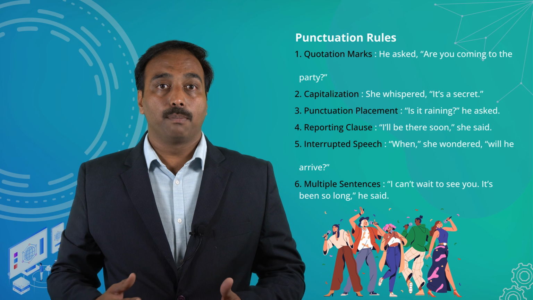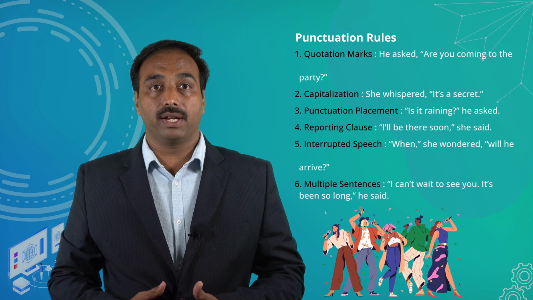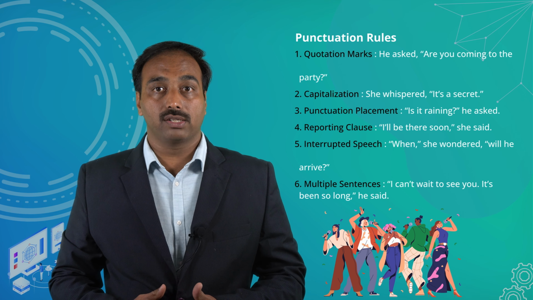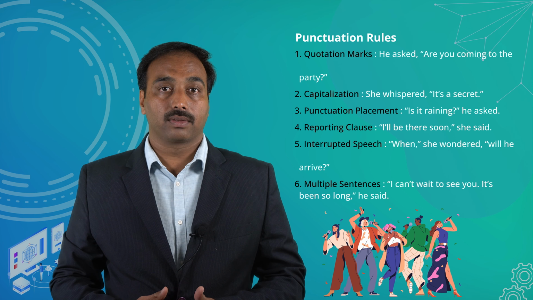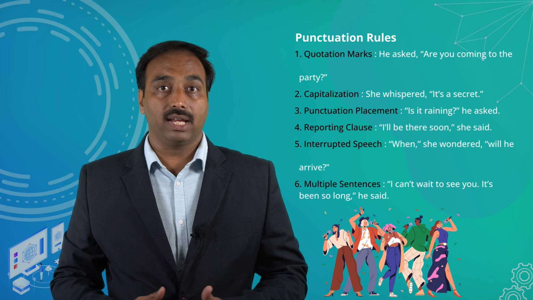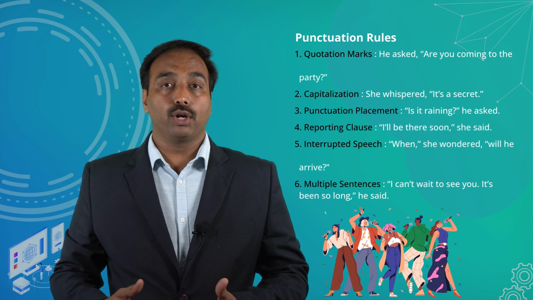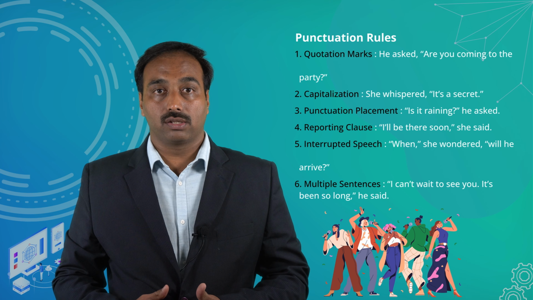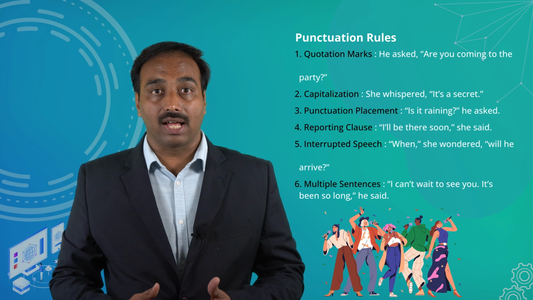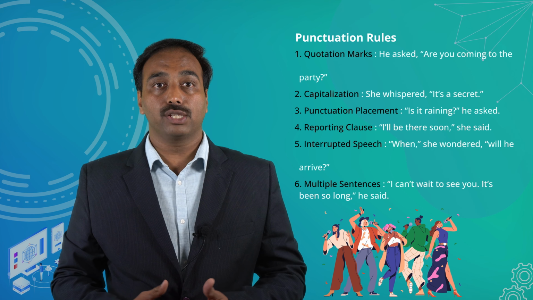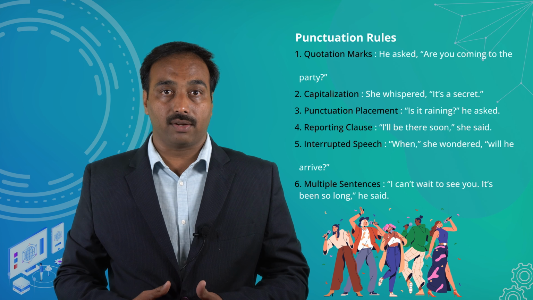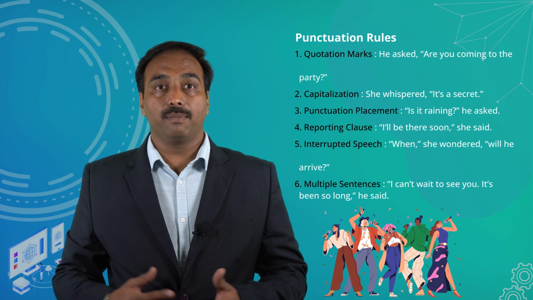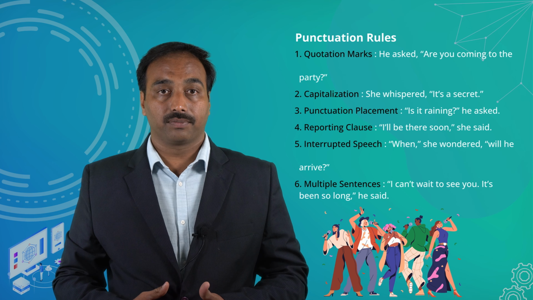Punctuation placement. Place punctuation marks like commas, periods, question marks and exclamation points inside the quotation marks if they are part of the quoted material. Example, "Is it raining?" he asked. Reporting clauses. When the reporting clause, that is, he said, she asked, follows the direct speech, a comma is used before the closing quotation mark and the reporting clause starts with a lowercase letter. For example, "I will be there soon," she said.